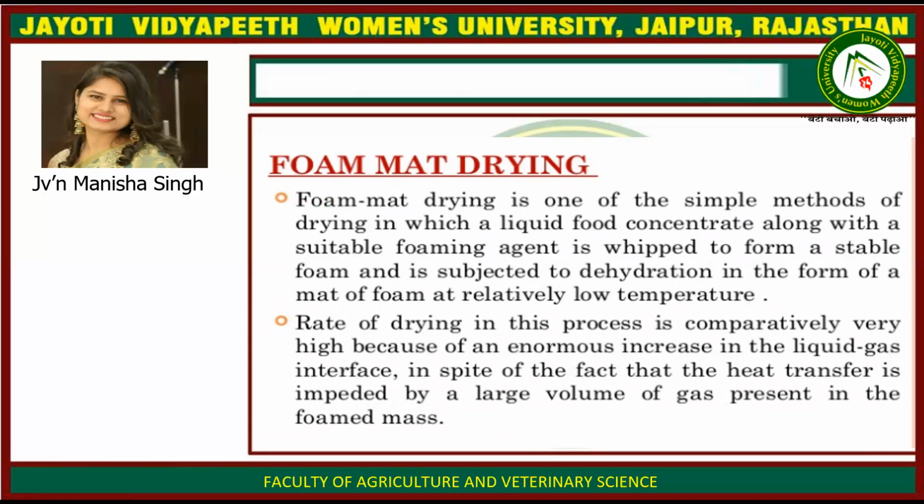Then foam mat drying. Foam mat drying is one of the simplest methods of drying in which the liquid food concentrate along with a suitable foaming agent is whipped to form a stable foam and is subjected to dehydration in the form of a foam mat at relatively low temperature. The rate of drying in this process is comparatively very high because of the enormous increase in the liquid-gas interface, in spite of the fact that heat transfer is impeded by a large volume of gas present in the foam.